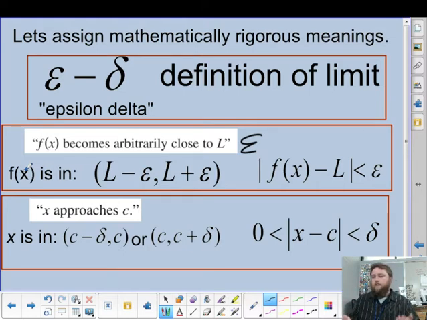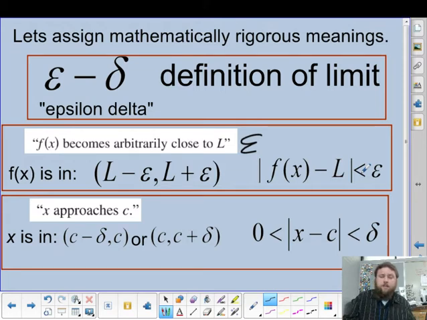Another way to write this graphically or with an inequality is the absolute value of f of x minus L is less than epsilon. So the difference between your L and your f of x function, whether it's plus or minus, the absolute value of that is going to be less than epsilon.